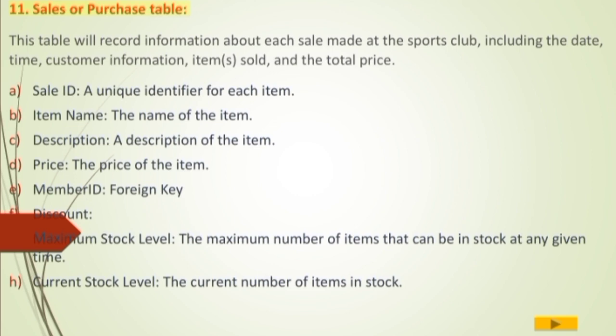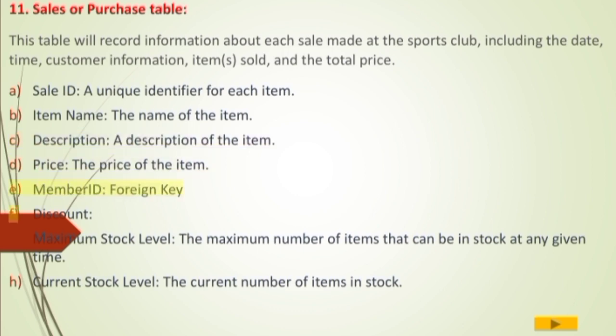11. Sales or purchase table. This table will record information about each sale made at the sports club, including the date, time, customer information, items sold, and the total price. A. Sale ID. A unique identifier for each item. B. Item name. The name of the item. C. Description. A description of the item. D. Price. The price of the item.